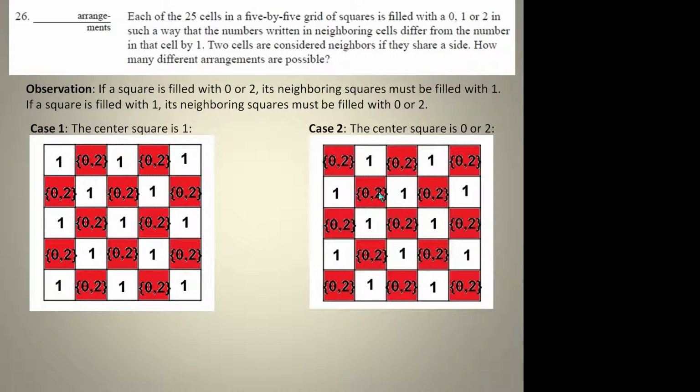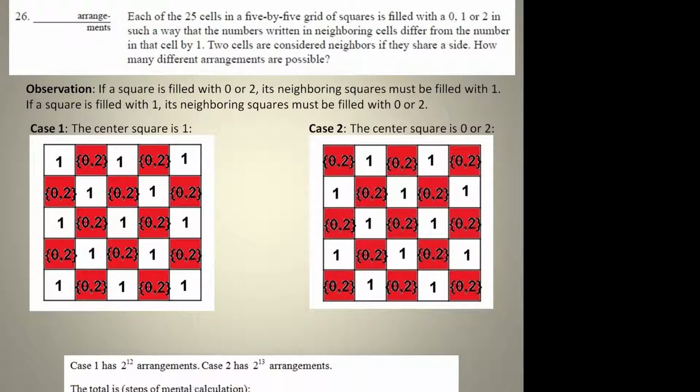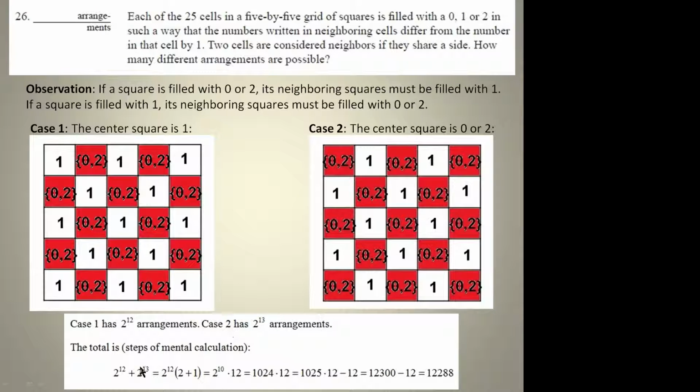Second case: the center square is 0 or 2. Then the neighboring squares will be 1, the white squares. Then the next neighboring squares will be 0 or 2. You will see a checkerboard like this, with 13 red squares: 1, 2, 3, 4, 5, 6, 7, 8, 9, 10, 11, 12, 13. Each red square can be 0 or 2. So the total number of arrangements will be 2 to the power 12 plus 2 to the power 13.